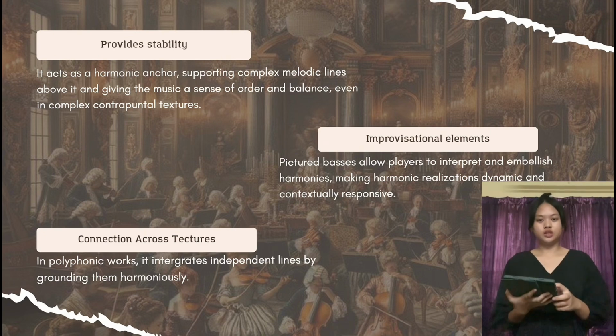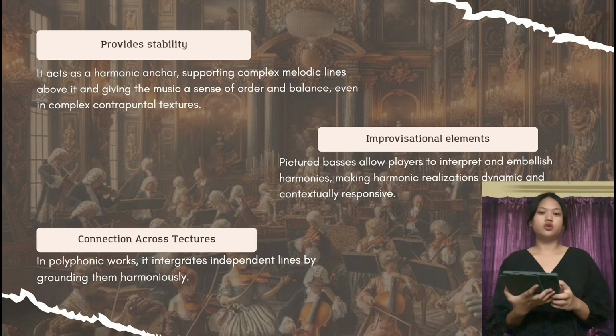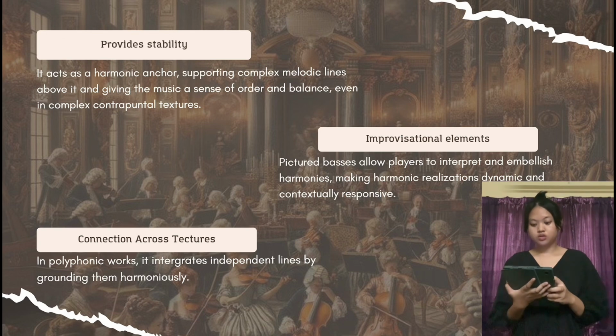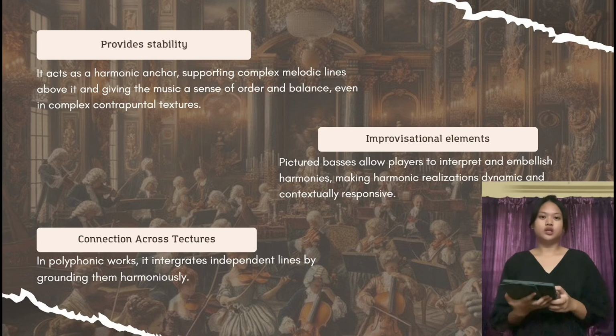adhering to basic harmony. And the last one is connection across texture. In polyphonic works, it integrates independent lines by grounding them harmonically. In homophonic texture, it ensures harmonic support for the melody. In essence, the basso continuo was indispensable in providing the harmonic structure and tonal clarity that define the Baroque style, making it the basis of its music.